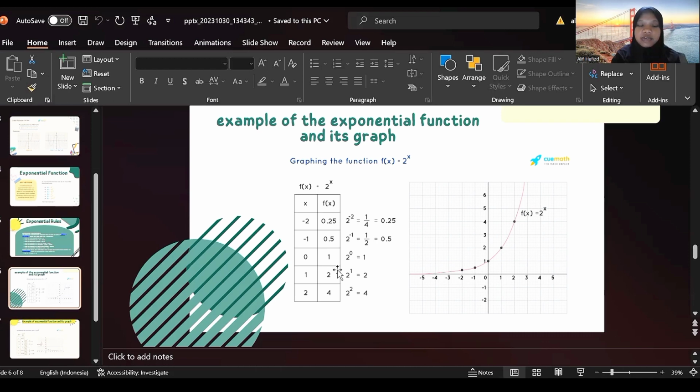As you can see, if x is 0, y is 1. If x is 1, y is 2. If x is 2, y is 4, and so on. First, notice how as x increases, the increase in y itself becomes greater and greater. This is one of the key things about an exponential function: the graph increases at an increasing rate.